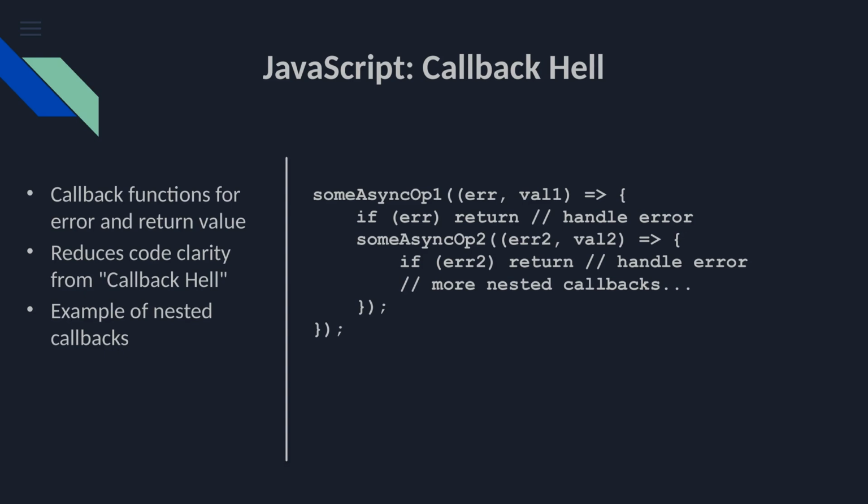To manage async functions, programmers adopted callback functions. This led to the infamous callback hell, reducing code clarity and maintainability. Here's an example of nested callbacks, showing how quickly things can become messy. However, the approach is purely functional, and you can see the motivation from C and the similarity to Go. The key point here is that both the result and the error are returned as parameters in the callback function.